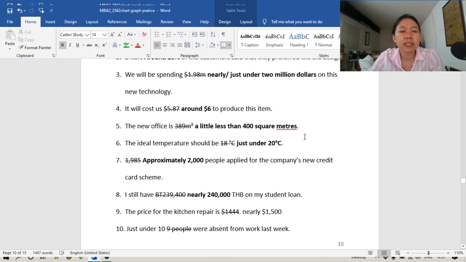And next is the area of the new office. The new office is 389 square meters. So you can use, the new office is a little less than 400 square meters. So here's the rest. So you can look at this and then compare with your answer.